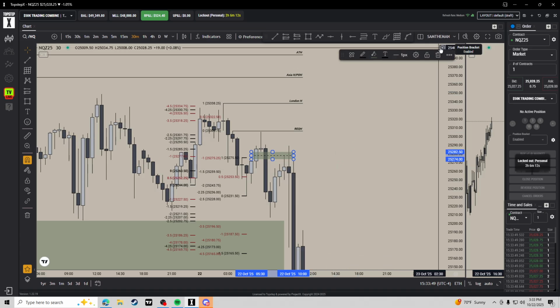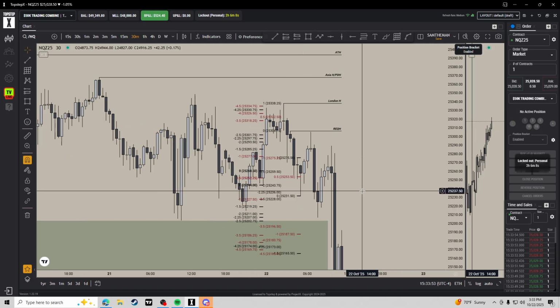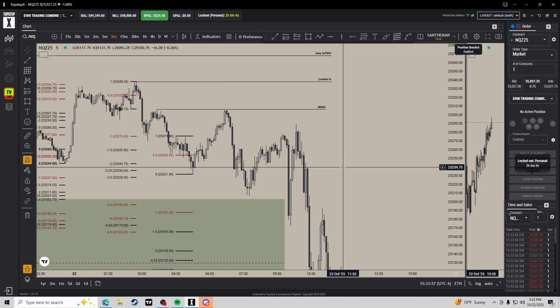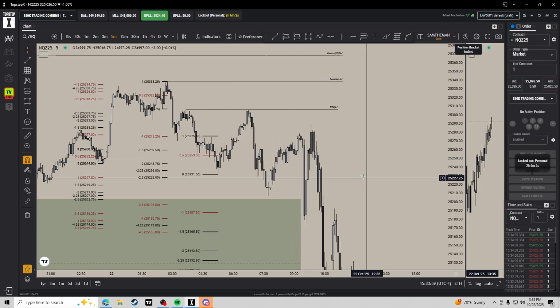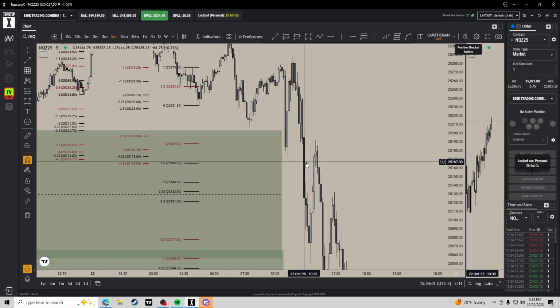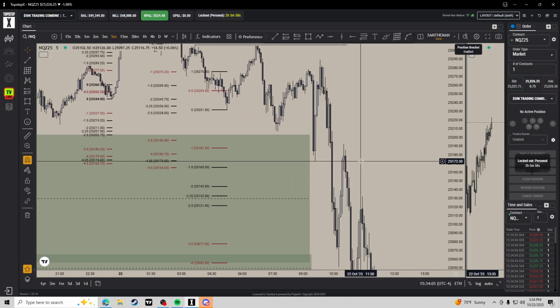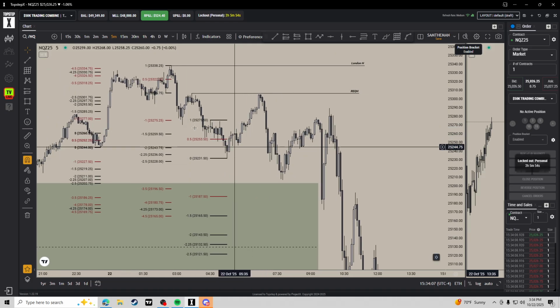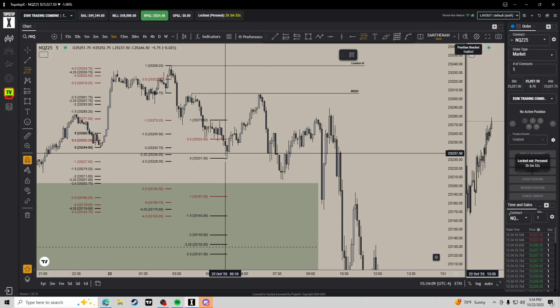I was gonna enter off of it, but yeah, that 4-hour rejection block, I don't know. Anyways, I ended up taking a short right there on the practice and catching it to right here. We also have our positive London leg, and then we have our negative right here.